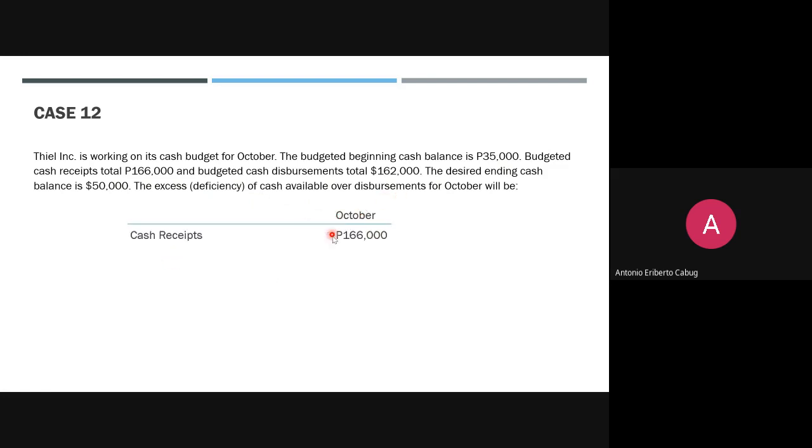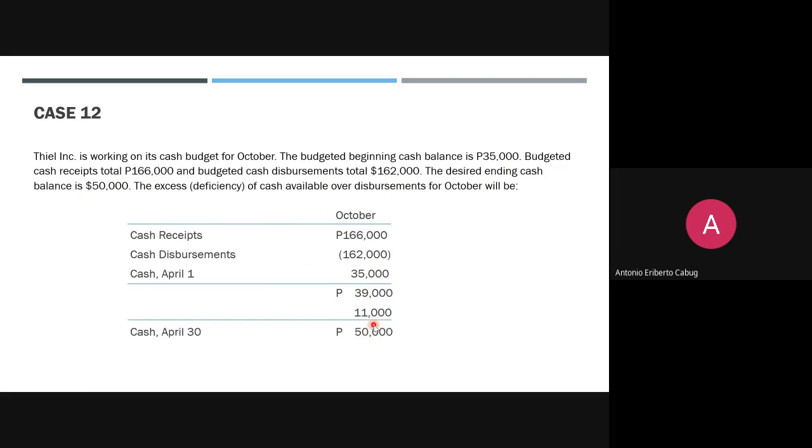So the cash receipts is 166K. Disbursements 162K, so that's 4,000. Now, the beginning cash is 35. Ang makukuha nyo lang dito, 39,000. Again, the desired ending cash balance is 50K. Para maging 50K ito, kailangan nyo dagdagan ng 11,000. So, there's a deficiency of 11,000 pesos. So, the correct answer is deficiency of 11,000 pesos.